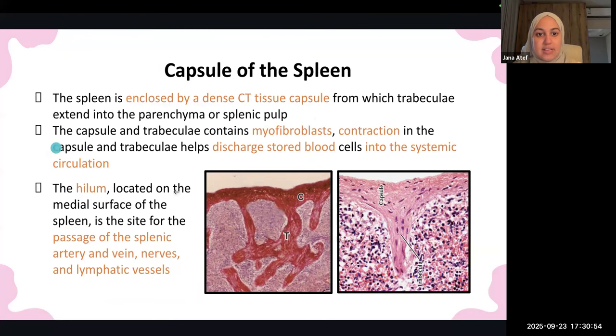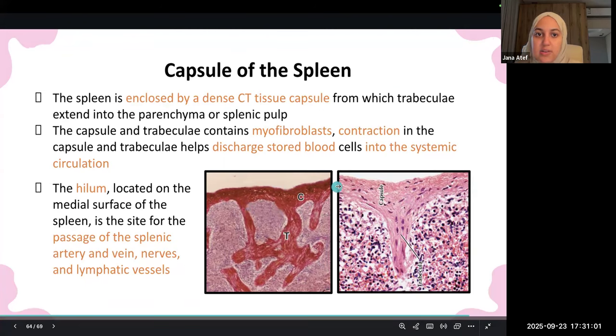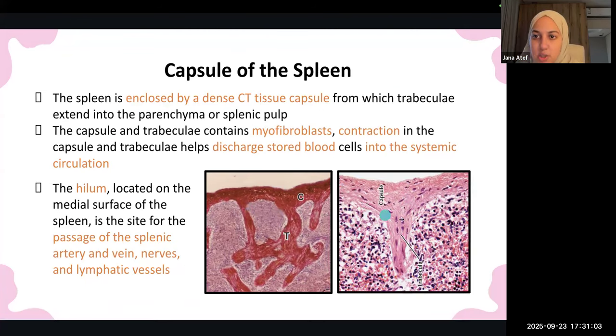So here it says it's a reservoir, so where is it? Usually the blood is stored within the trabeculae. Once there's low blood or anything, they contract and push blood out. It's not that important, honestly, it was just mentioned, okay? It also has a hilum. Remember what had a hilum? A lymph node had a hilum. So the spleen also has a hilum. It's the passage of the splenic artery, splenic vein, nerves, and lymphatic vessels. We said there are no afferent lymphatic vessels, but there is an efferent one.